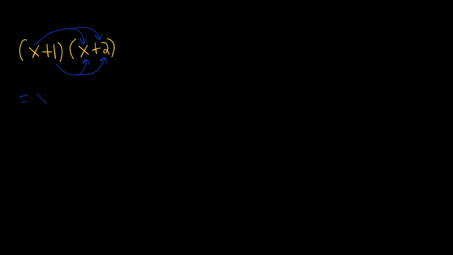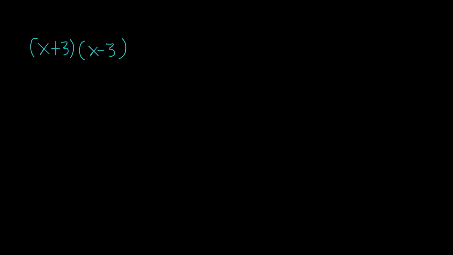Start by multiplying x and x, then x and 2, then 1 and x, and then 1 and 2. Well, that's going to give us x times x plus 1 times x plus 2 times x plus 1 times 2, or x squared plus x plus 2x plus 2, or x squared plus 3x plus 2 as our final answer.